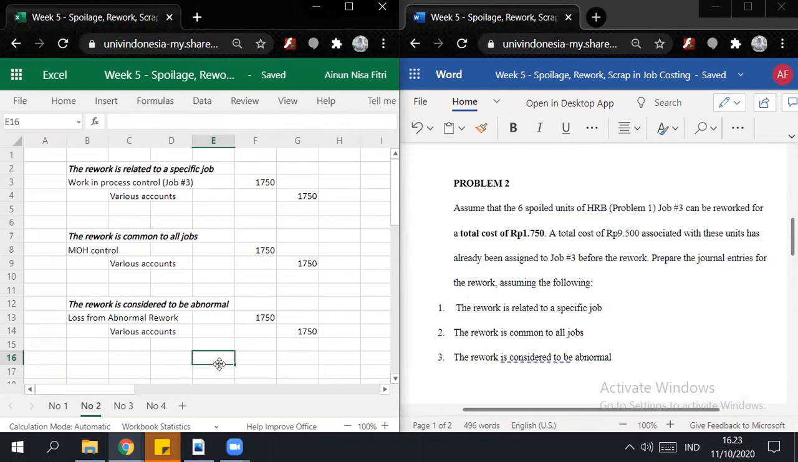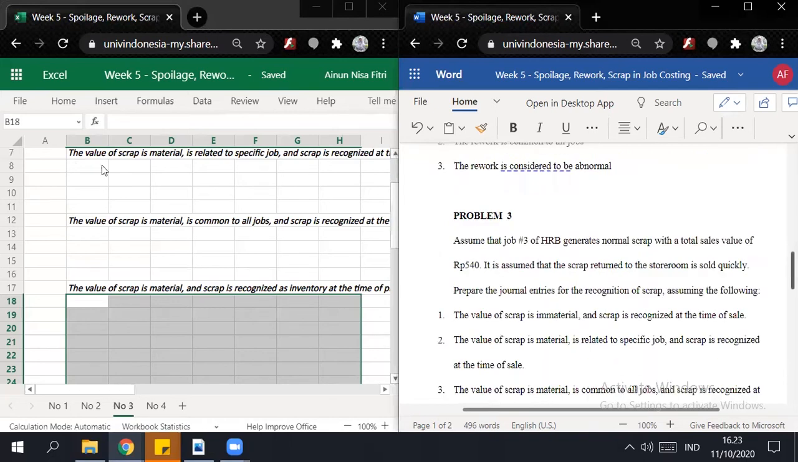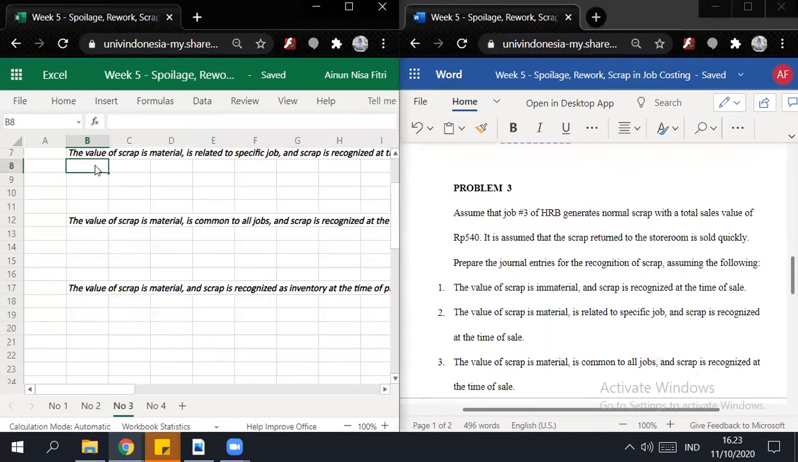Okay, so let's move on to the third question. The third question is, assume that job number 3 of HRB generates normal scrap with a total sales value of 540. It is assumed that the scrap returned to the storeroom is sold quickly, and prepare the journal entries for the recognition of scrap, assuming the following. First, the value of scrap is immaterial and scrap is recognized at the time of sale.